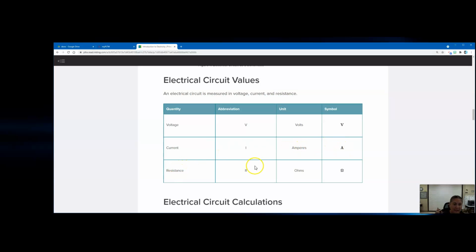For resistance, we have the abbreviation R, and we use ohms with the omega symbol. Put that in there. So get this in there, start to understand it, and we'll look at some calculations next time. Thanks for hanging out with me.